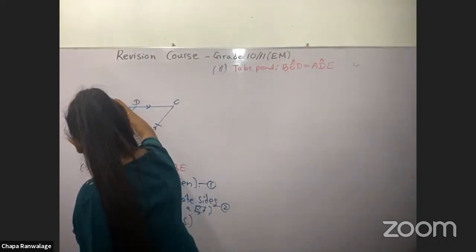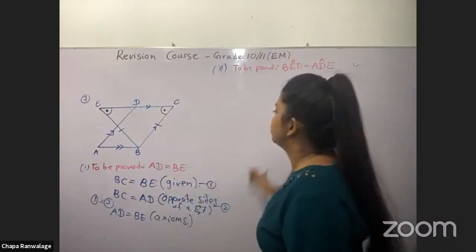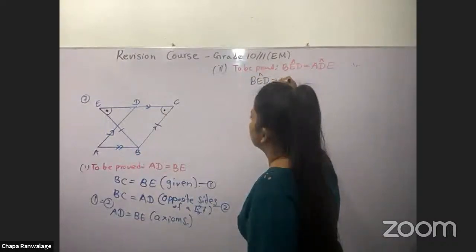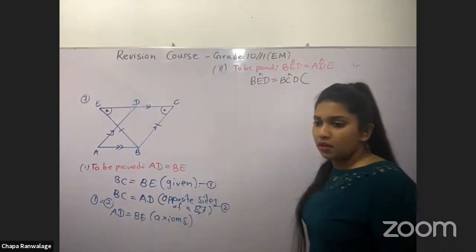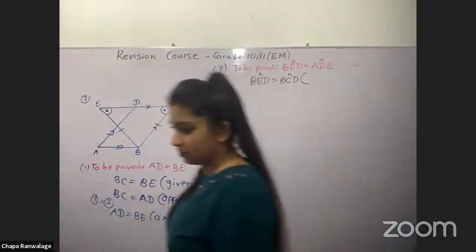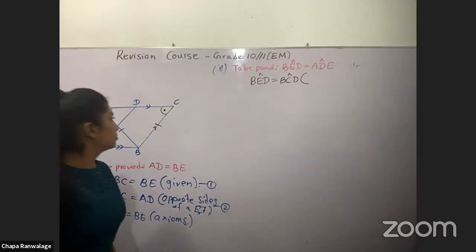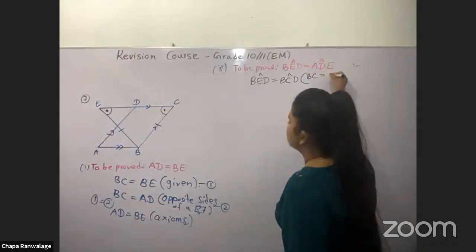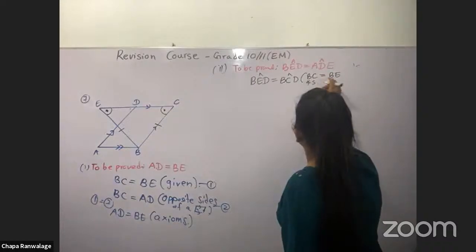This angle is equal to this one. What's the reason, children? BED is equal to BCD. Why? What's the reason? These two are equal. BC equals BE. Angles opposite to equal sides are equal.